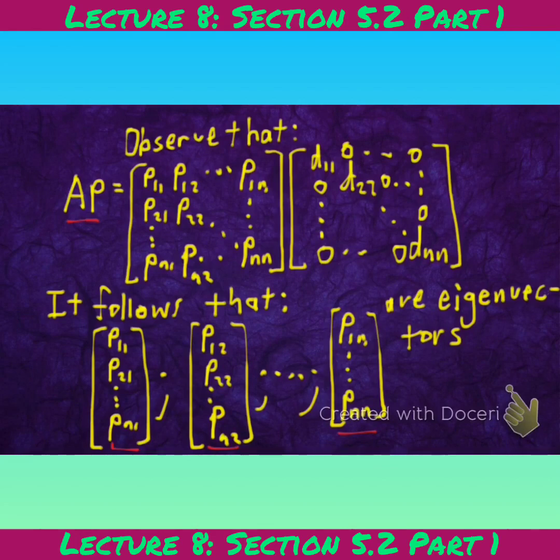Now the question is, are they linearly independent? Now remember, P is an invertible matrix. And an invertible matrix, what is the reduced row echelon form of an invertible matrix? It's the identity matrix.